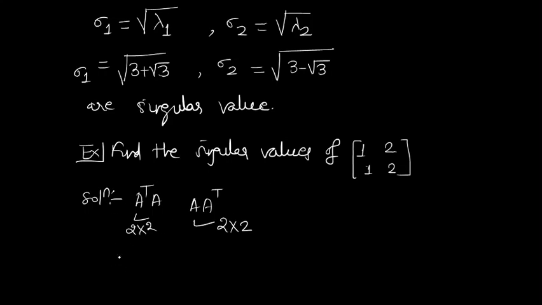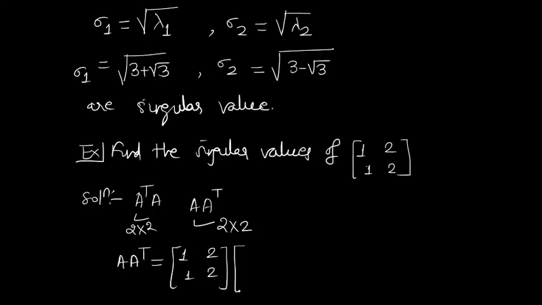So let us quickly take here, I am taking A into A transpose. Remember, the singular values obtained after evaluating A into A transpose will be similar to those obtained for A transpose into A, since the matrix given is a square matrix. So let's find out A into A transpose. Here we get A as 1 2 1 2.